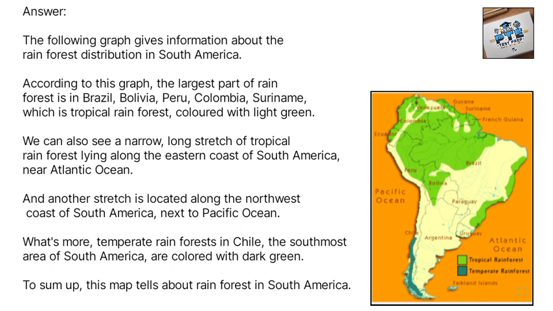And another stretch is located along the northwest coast of South America, next to Pacific Ocean. What's more, temperate rainforests in Chile, the southmost area of South America, are colored with dark green. To sum up, this map tells about rainforest in South America.